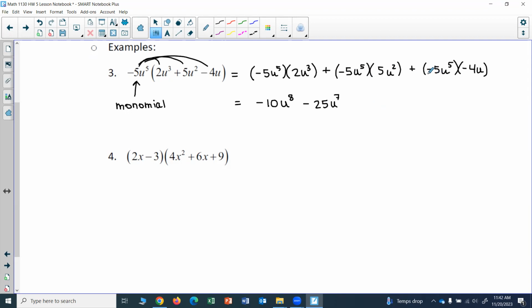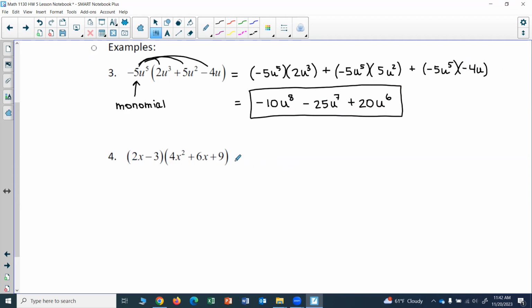And then here I have negative 5u to the fifth times negative 4u, multiply negative 5 times negative 4, and I have positive 20. Add the exponents, u to the fifth times u would give me u to the 6th power. I don't have any like terms to combine, and so I'm done. I've multiplied the monomial times the polynomial, and I've got my final answer.